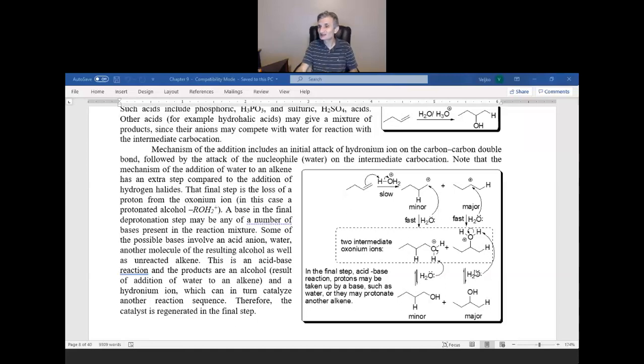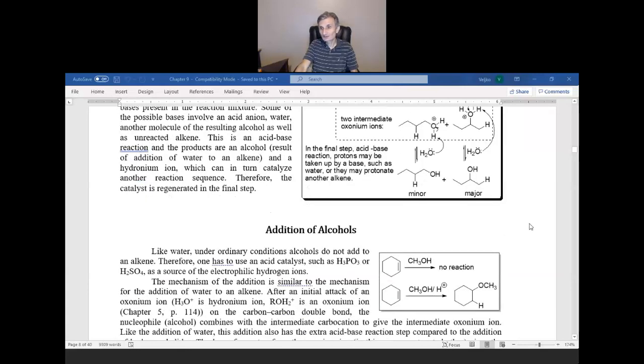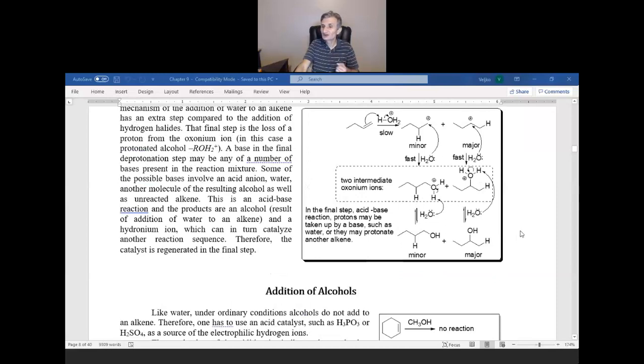So now you can see what a catalyst is in an organic reaction. It's a reagent in the first step and regenerated later, possibly in the last step of the reaction. That's why you need a very small amount of catalyst. It's not used up in the course of the reaction. And of course, the result of addition of water is the corresponding alcohol.